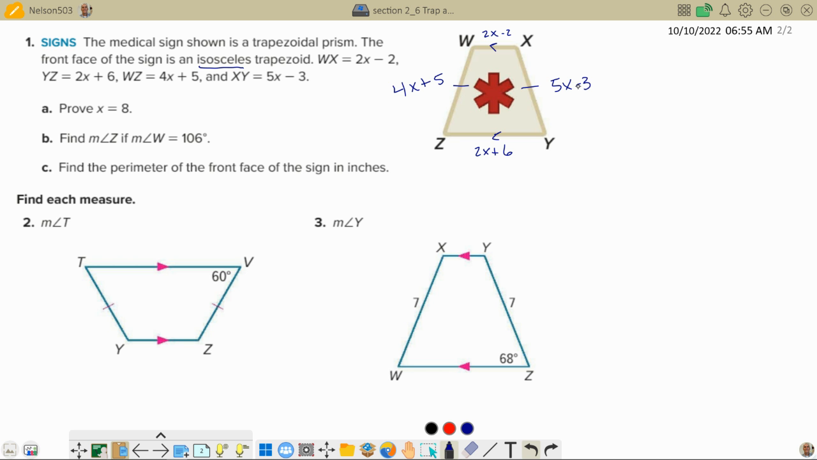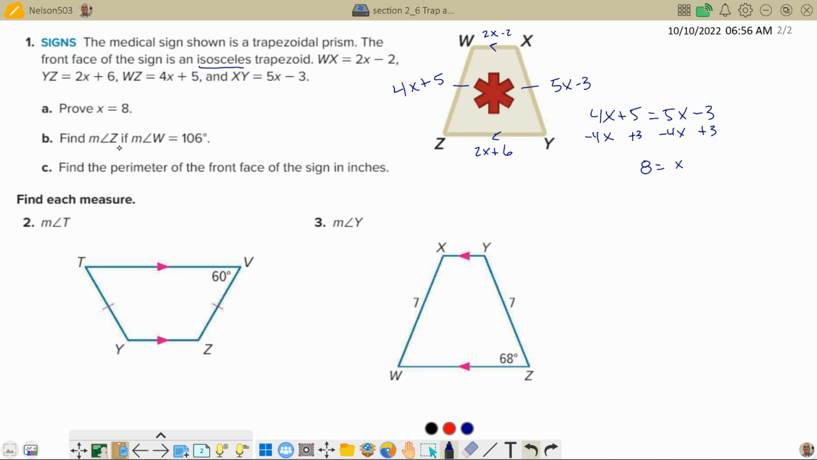So we're going to set those two equal to each other, right? Almost every problem we've had with deductive reasoning is, how am I going to set up my equation? Once you see it's isosceles, the legs are equal to each other, so you're going to set 4x plus 5 equal to 5x minus 3, and solve the algebra. We subtract 4x from both sides, add 3 to both sides, and we end up with x equals 8. So we've just proved that x is 8.